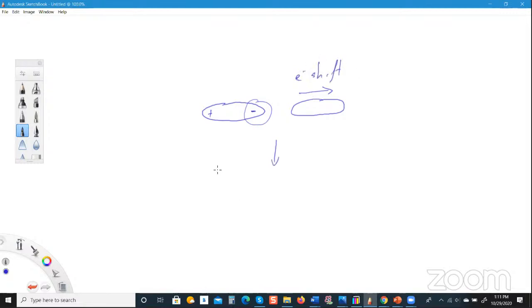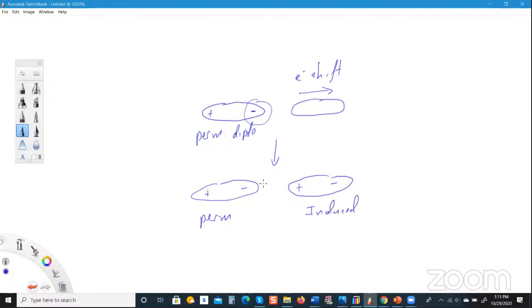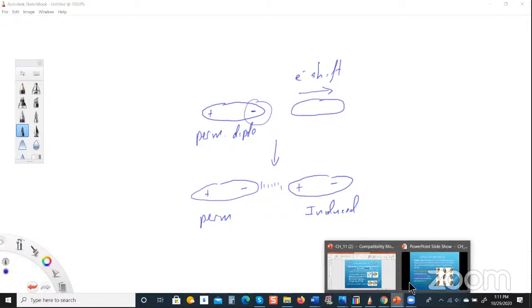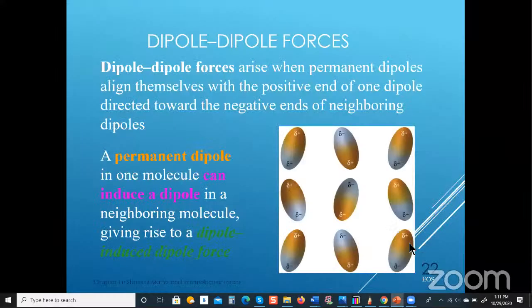So the result would be, now remember, this is a permanent dipole. So the result would be this. This is still permanent, but this is now induced. So basically you're going to have some force existing between these two, holding them together as a result. That's what we're talking about here, where a permanent dipole induces a dipole in a molecule which is not polar. Okay, so much for that.